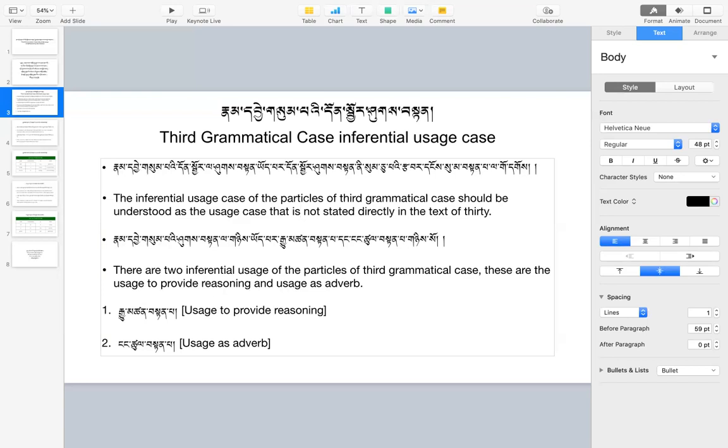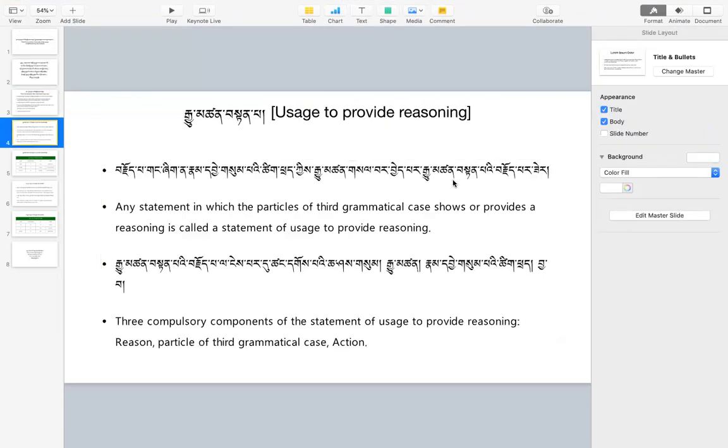Okay, so let us understand what we mean by usage to provide reasoning and usage as adverb. Drubpay kangshi. Please understand that when we are talking about the different cases, we always refer to them as a type of statement. A case as a type of statement. So Drubpay kangshi na namye sumbe tikte gi gyunsen selvar chebar gyumsen tembe chebar ser.